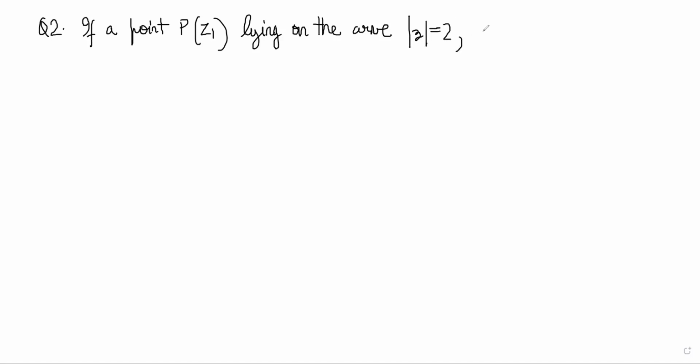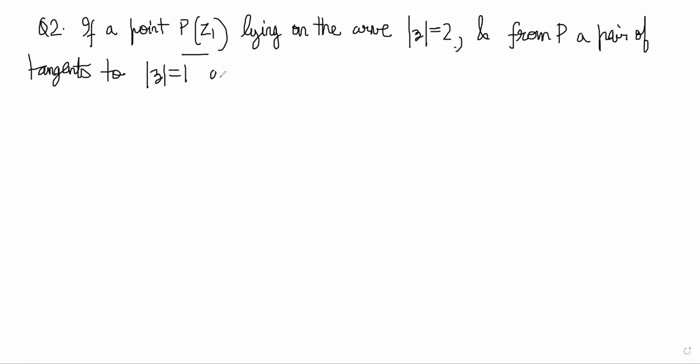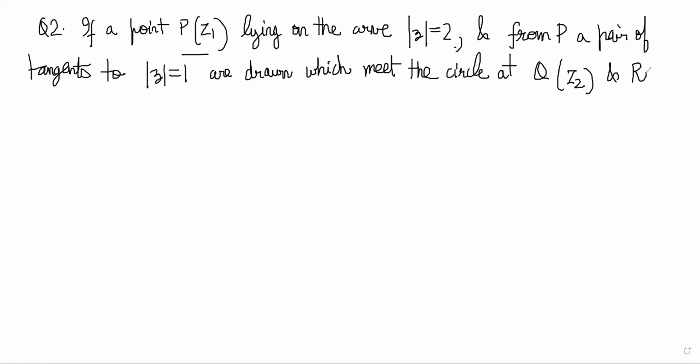This says, if a point P given by complex number Z1 lies on the curve mod z equals 2, and from P, a pair of tangents to mod z equal to 1 are drawn, which meet the circle at Q, which is known as Z2, and R, which is known as Z3.